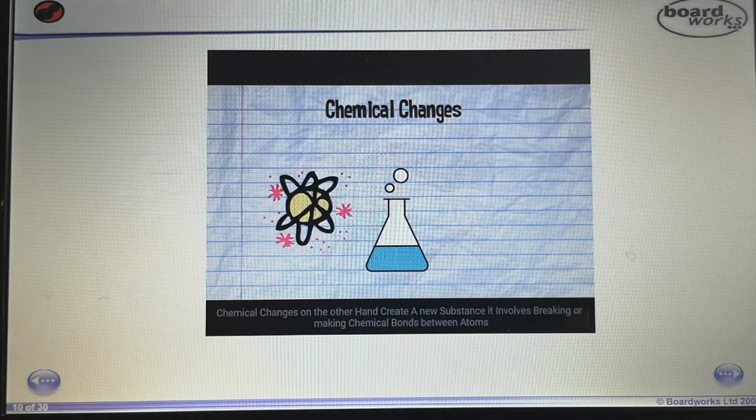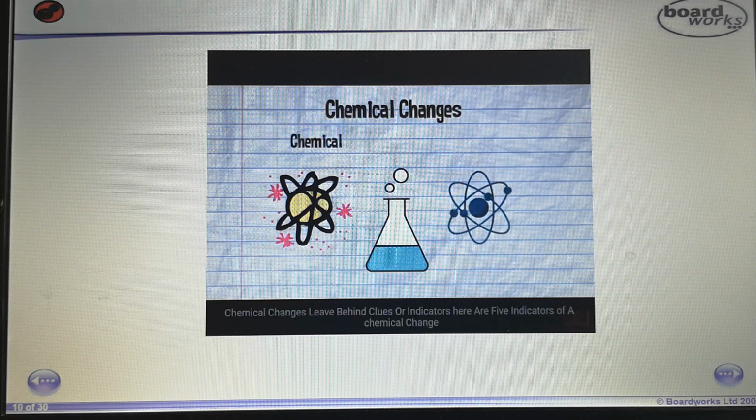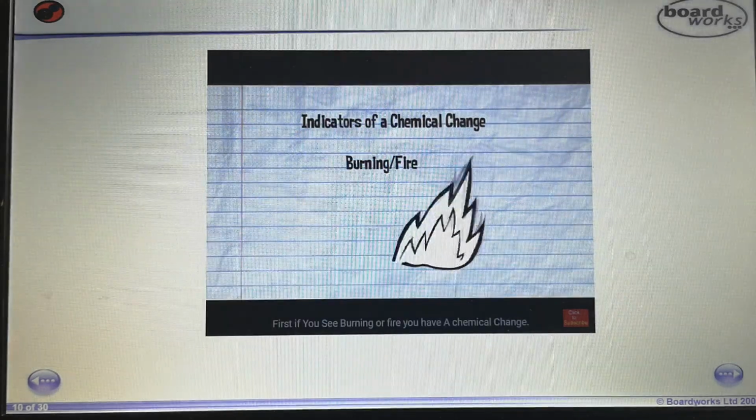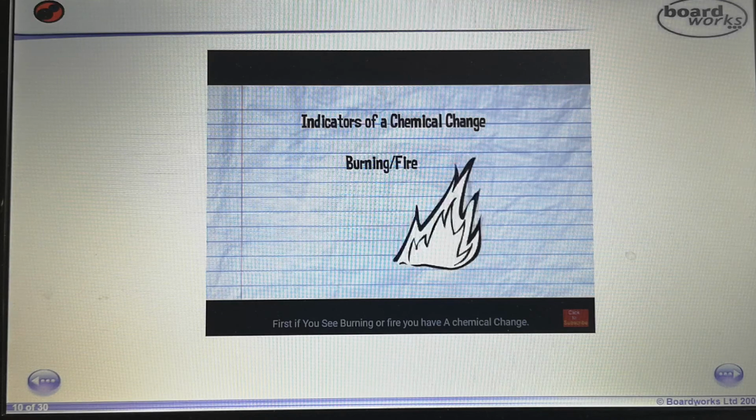Chemical changes, on the other hand, create a new substance. It involves breaking or making chemical bonds between atoms. Chemical changes leave behind clues or indicators. Here are 5 indicators of a chemical change. First, if you see burning or fire, you have a chemical change.